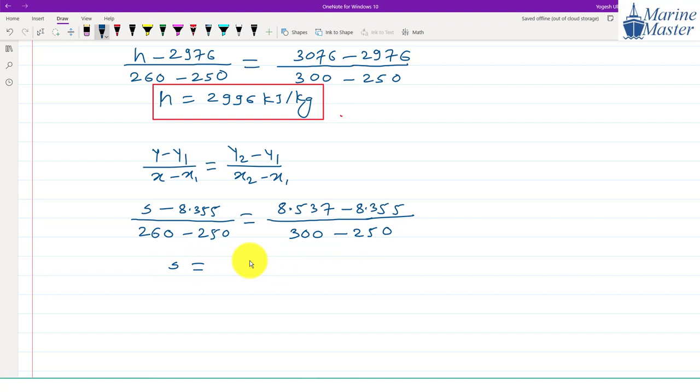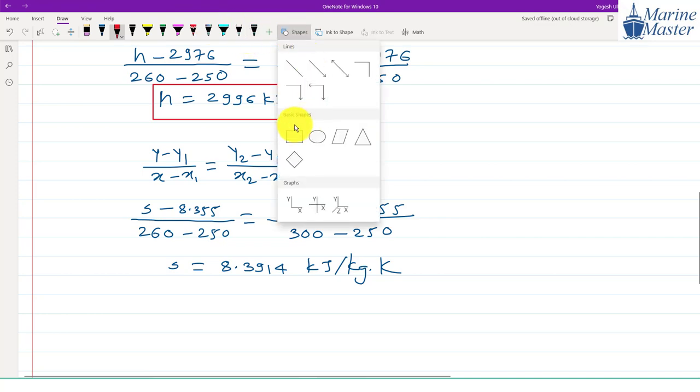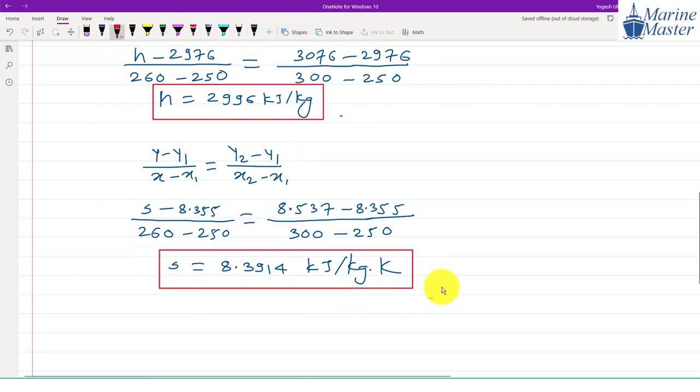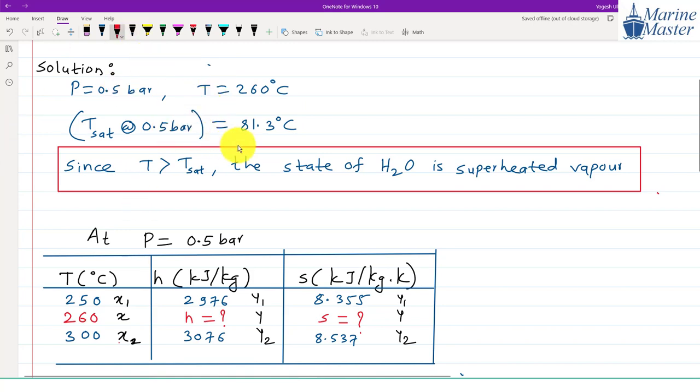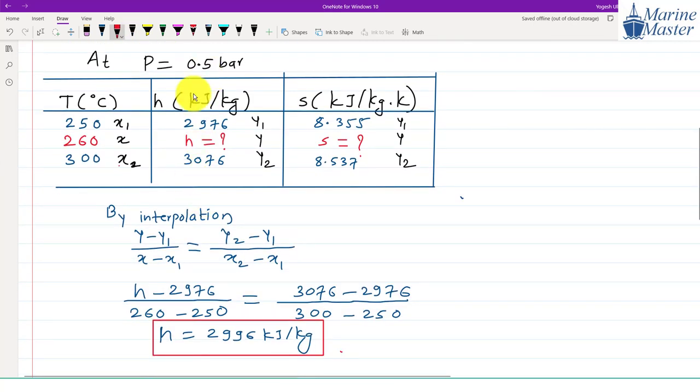Everyone, do the calculation with me. What value are you getting for entropy? 8.3914 kilojoule per kg Kelvin. So in this way we got the values of entropy and enthalpy at a pressure of 0.5 bar and temperature of 260 degrees Celsius, and interpolation is useful for us. We have already written these things. After that, everyone start writing down this discussion.